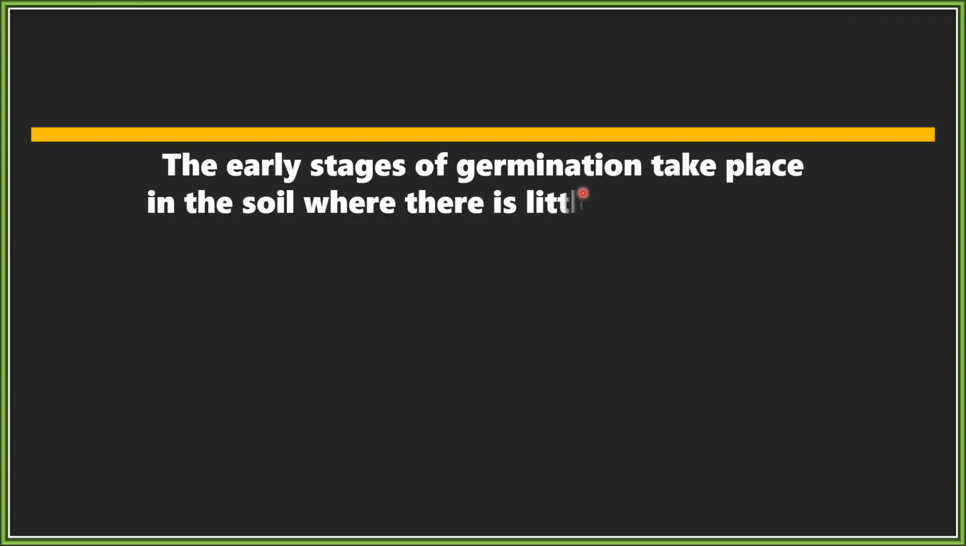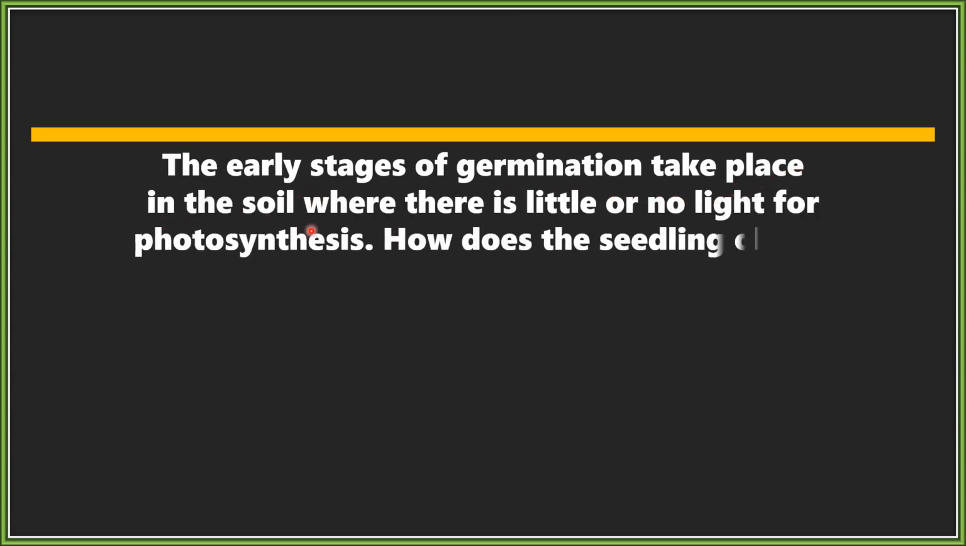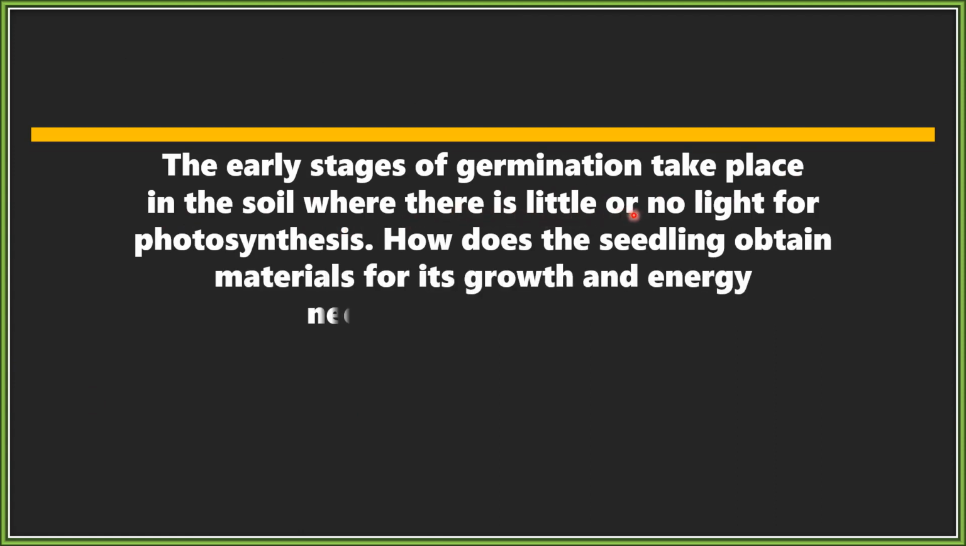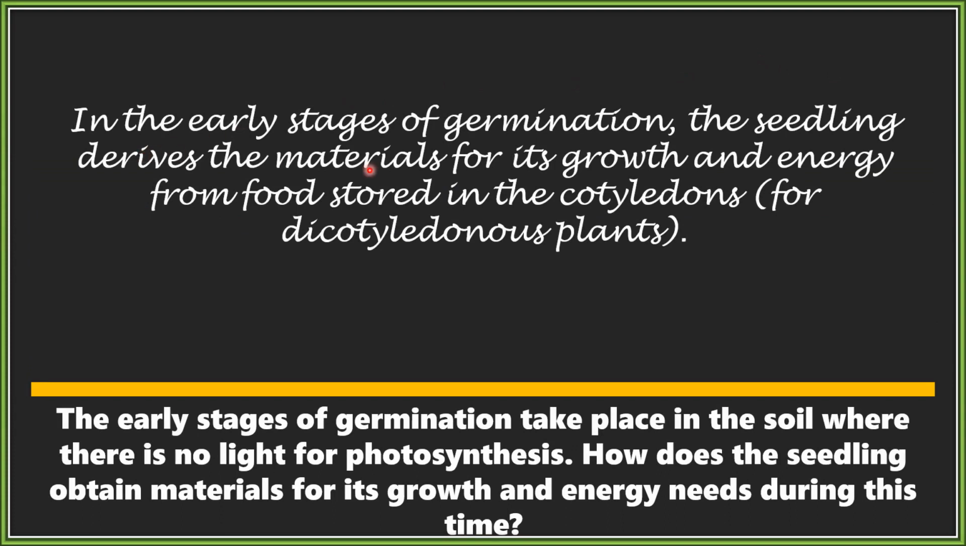The early stage of germination takes place in the soil, where there is little or no light for photosynthesis. How does the seedling obtain materials for its growth and energy needs during this time? In the early stage of germination, the seedlings derive the material for growth and energy from food stored in the cotyledon for dicotyledonous plants.